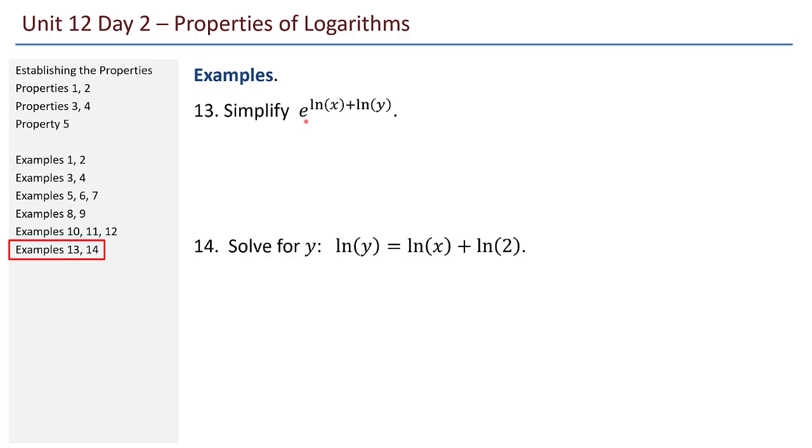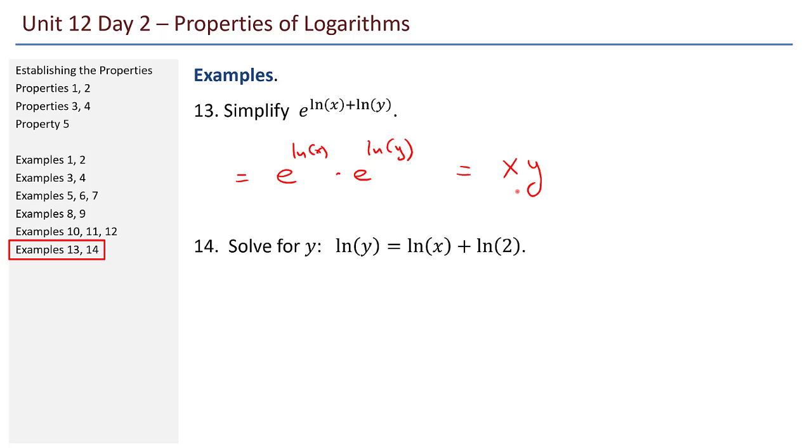Let's simplify e to the ln x plus ln y. So that's all in the exponent there. I guess I'll start by using properties of exponents. That's the same thing as e to the ln x times e to the ln y. Oh, and then each of these individually, e to the ln x is just x, e to the ln y is just y, and there we go, it simplifies to x times y.